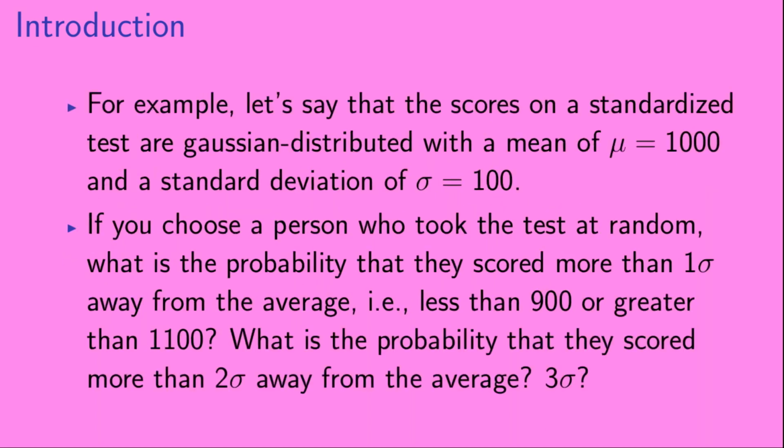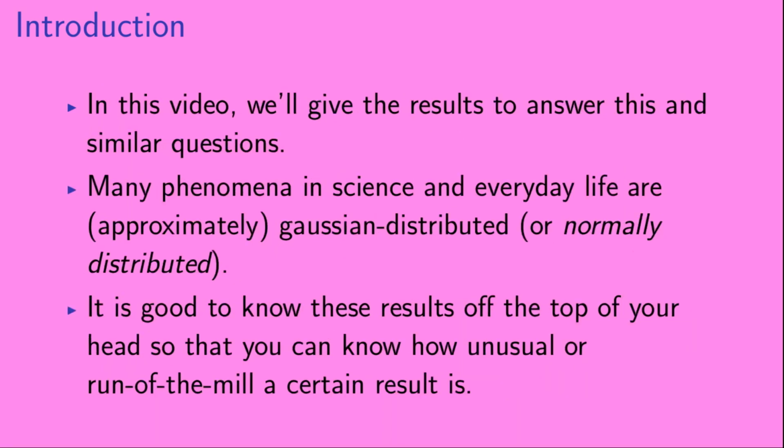For example, let's say that the scores on a standardized test are Gaussian distributed with a mean of mu equals 1000 and a standard deviation of sigma equals 100. If you choose a person who took the test at random, what is the probability that they scored more than 1 sigma away from the average? In other words, less than 900 or greater than 1100. What is the probability that they scored more than 2 sigma away from the average, or 3 sigma? In this video, we'll give the answer to this and similar questions.